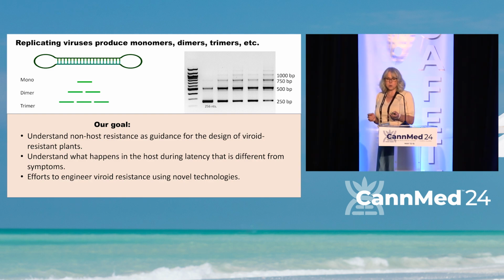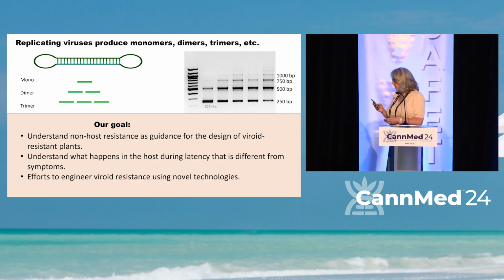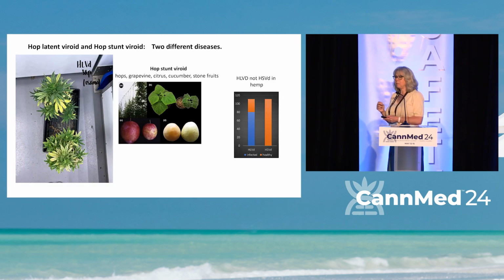And so these questions that we're asking, they're also asking in a wide range of other viroid diseases globally. The problems that we're facing in hemp with hop latent viroid are the same problems they're facing in stone fruits like apricot, plums, peaches.